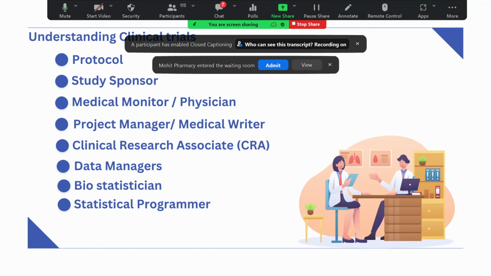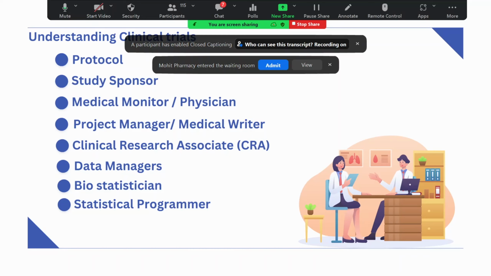The protocol is a written plan which describes the objectives of the study, the types of subjects who will be enrolled, the schedules of the tests and procedures to be performed, what drugs and dosages will be administered, and the length of the study and the outcomes of the study that will be measured. All of these things will be there in our protocol.